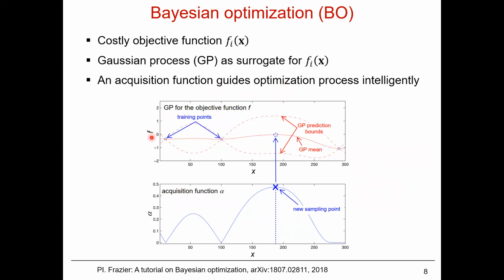For example, here we minimize an objective function f. The top panel here shows the GP model for f constructed from 3 training points. The red solid line here is the GP mean, and the 2 dotted lines here are the GP prediction bounds. We can see them in the next slide. The bottom panel here shows the acquisition function for this problem. To determine the next sampling point that refines the accuracy of our GP, we should maximize the acquisition function, as we can see here.